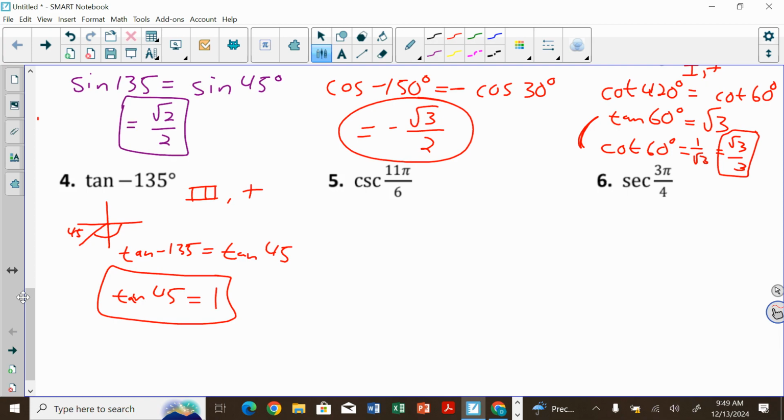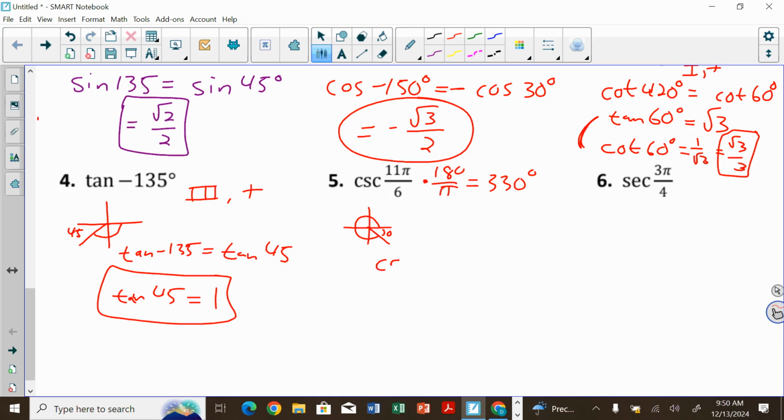Now these last two are a little tricky because, again, they're in radians, but we just got to figure it out and turn them into degrees and then go. So 11 pi over 6: if I multiply by 180 over pi, I'm going to get 330 degrees. Well, that's going to put me in quadrant 4, right? And that's going to give me a 30-degree reference angle.